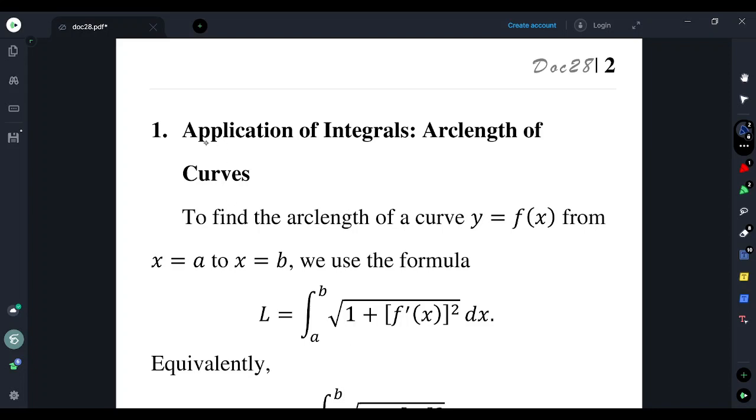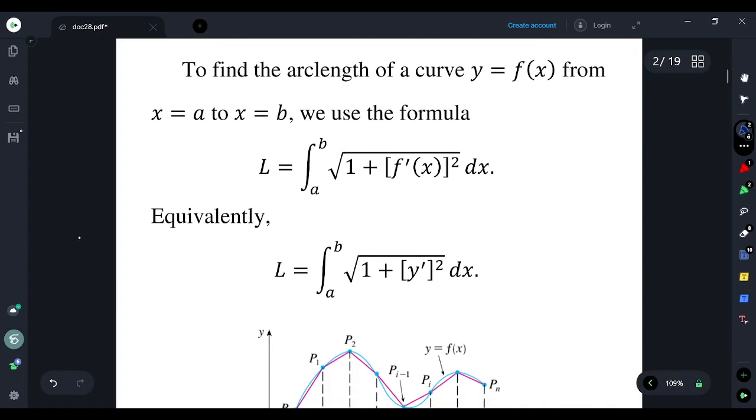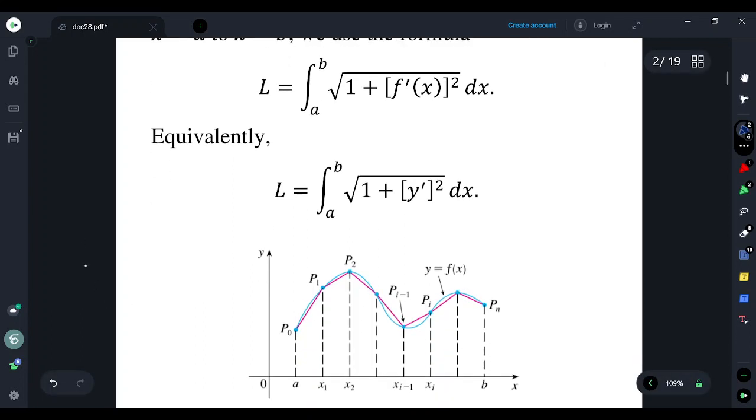Okay, so for the first application, arc length of curves, we are going to find the length of a curve y equal to f(x) from x equal to a to x equal to b, and the formula we're going to use is the length is equal to the integral from a to b of the square root of 1 plus f prime x squared dx, or equivalently the arc length L is also written as the integral from a to b of the square root of 1 plus y prime squared dx. So how do we get this formula?